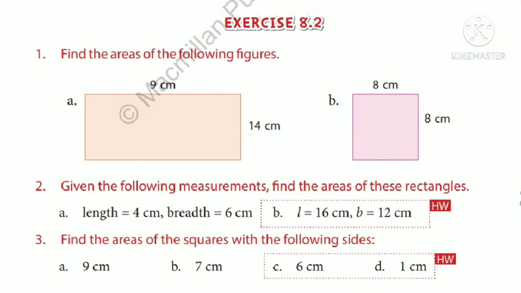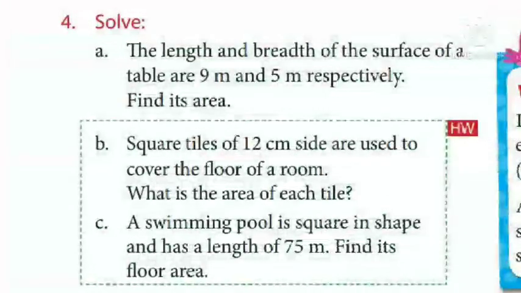Dear children, some homework for you. See page number 135 and 136. Exercise 8.2. 1. Find the areas of the following figures. 2. Given the following measurements, find the areas of these rectangles. 3. Find the areas of the squares with the following sides. Then 4. Solve the following A, B, C. You must do homework.